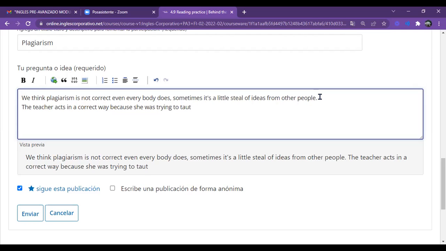because she was trying to teach their student. I don't know how to write it. Can you spell the part of enseñar? T-H-G. I don't know. I don't remember exactly. Bueno, let's put that. Teach, there is her student. To be honest. We write, the teacher acts in a correct way, because she was trying to teach her students to be honest. Teach is without H? Without H? Yeah. Okay, I think. Wait, at the end. H between G and T. Yeah, okay, that's right.